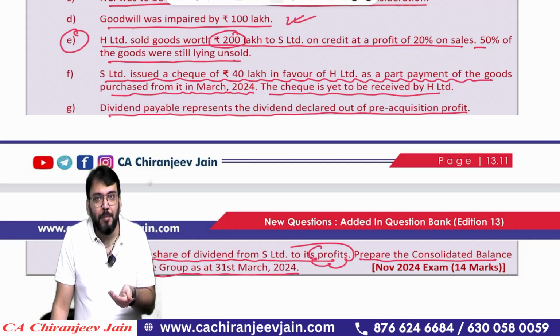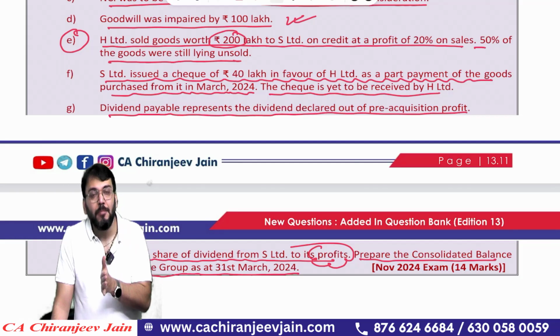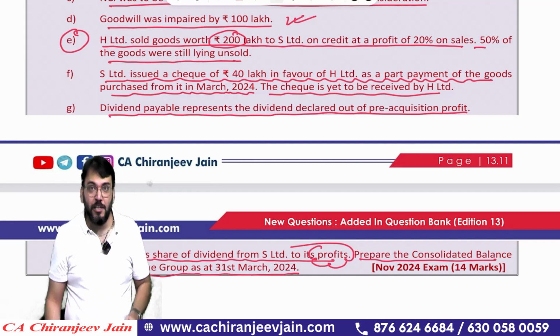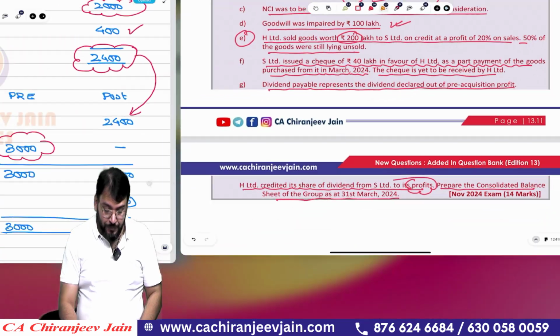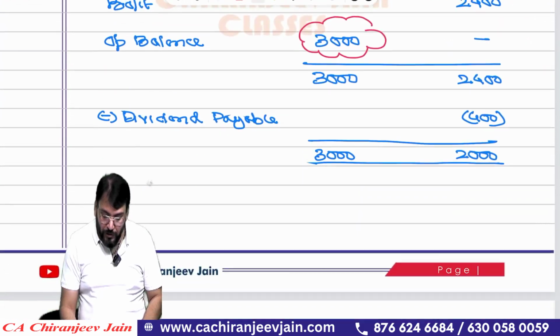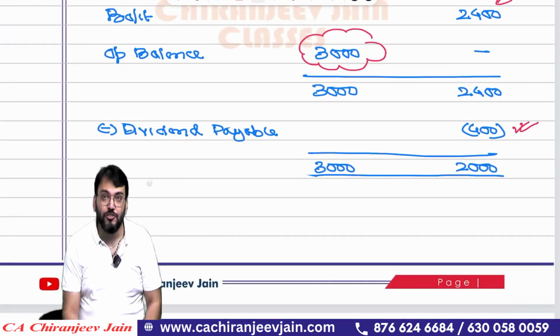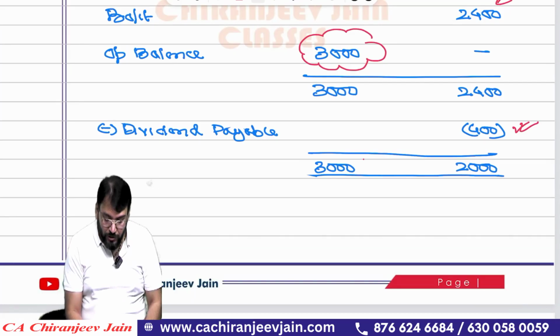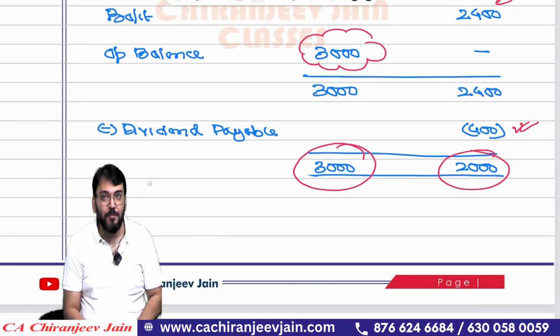If it is not yet paid, it will not affect the net asset on the date of acquisition. So the dividend payable will be the outstanding on 31st March. This represents the liability on the date of consolidation. Therefore, always deduct it from post acquisition profit. The dividend payable is deducted from post acquisition profit. This point, have you understood? This is 3000 and 2000. This point we got it.